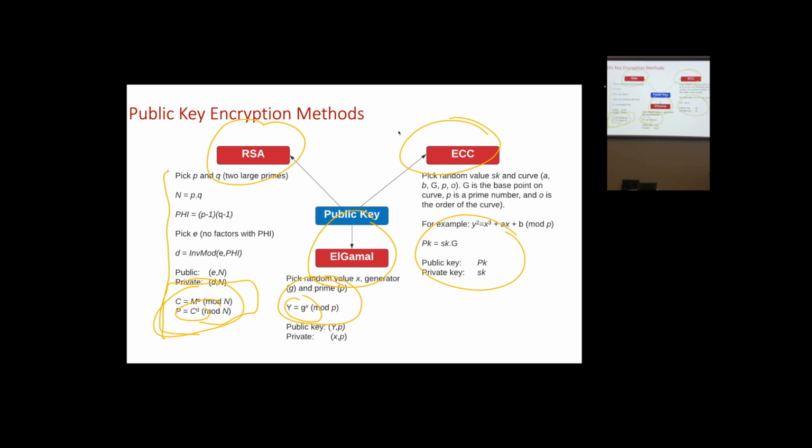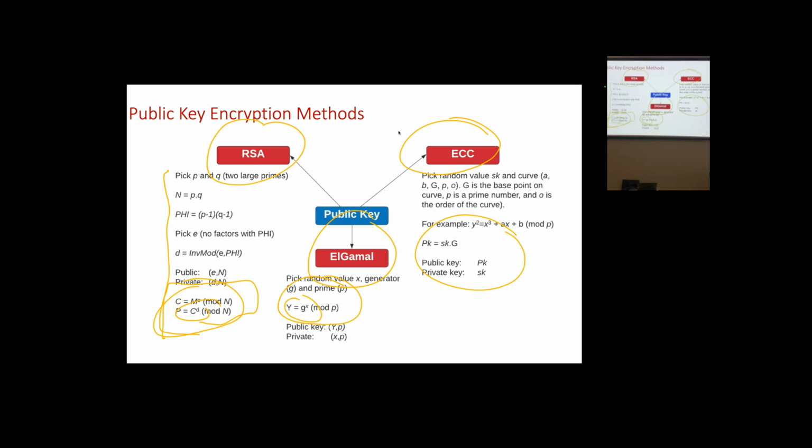I should really talk about them as asymmetric methods. Public key can be used to encrypt, public key can be used to sign, and public key can be used for key exchange. So I think that's where the confusion has come in.